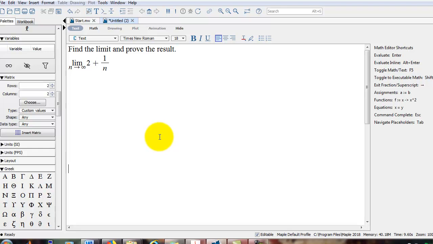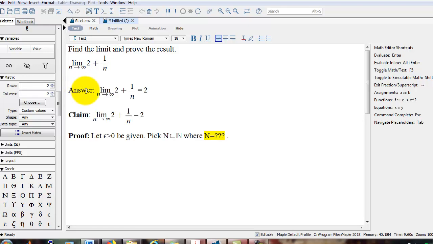Okay, in this problem, I want to talk about how to find the limit and prove the result of the following: the limit as n goes to infinity of 2 plus 1 over n. Using our techniques from calculus, we recall that when n goes to infinity, quantities like 1 over n trend towards 0. So the result here is going to be 2.